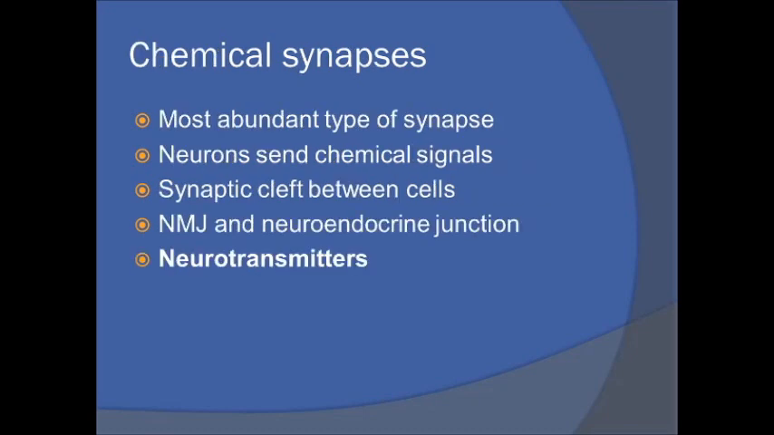Chemical synapses are the most abundant type of synapse. The neurons in this case send chemical signals. There's a synaptic cleft between cells, so there's not a direct connection. This can occur also between neurons and muscles at neuromuscular junctions and neuroendocrine junctions between neurons and endocrine glands. The chemicals that are released by the synapse are typically known as neurotransmitters.